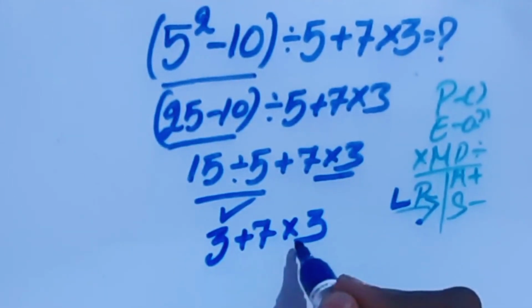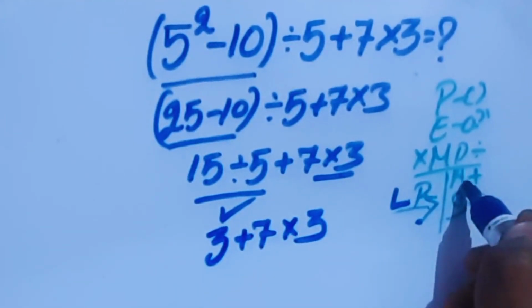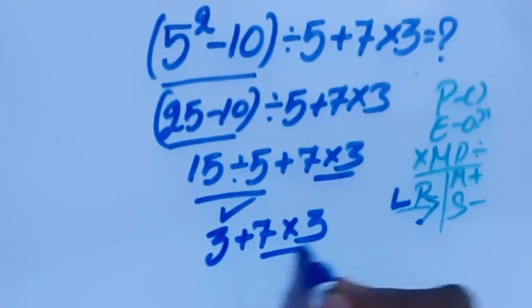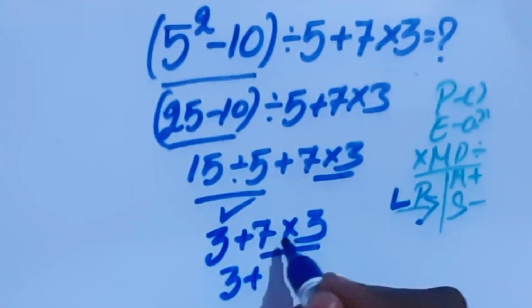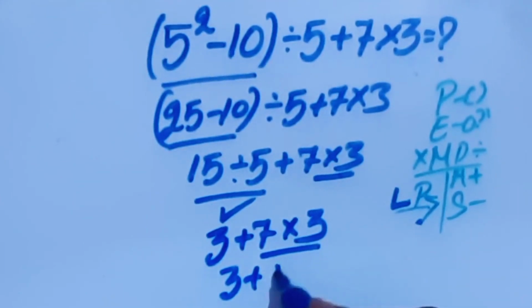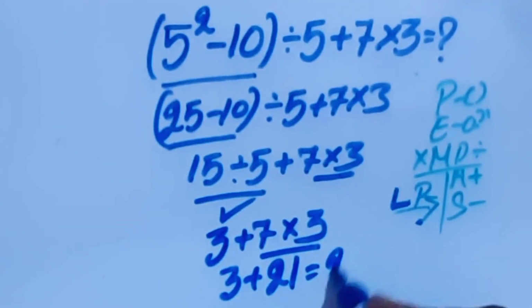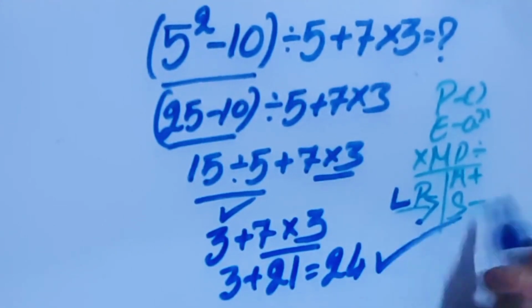Here we have addition and multiplication. Multiplication is higher priority than this addition. So we have to do this multiplication before this addition. Here 7 times 3 is 21. Here 3 plus 21 is 24, which is the correct answer.